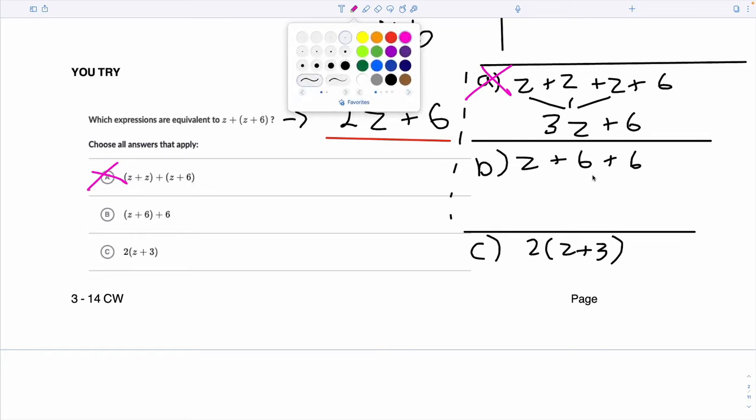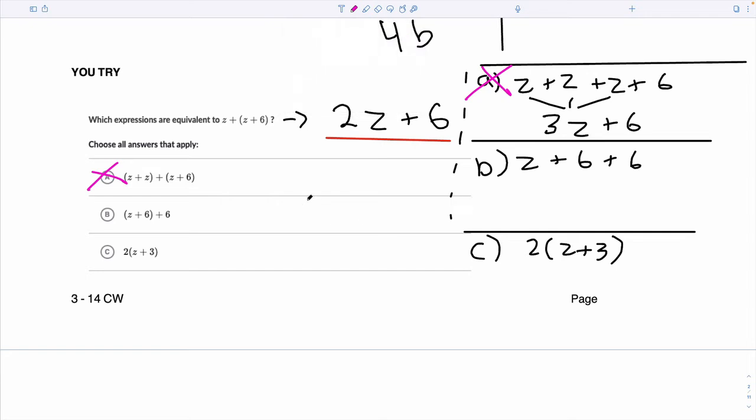Z plus, which one? Oh, I'm sorry. Maybe I need to fix that. Okay. Yeah, it's kind of small. I see how you could see that. Yeah, I'll fix that later. Thanks for letting me know.